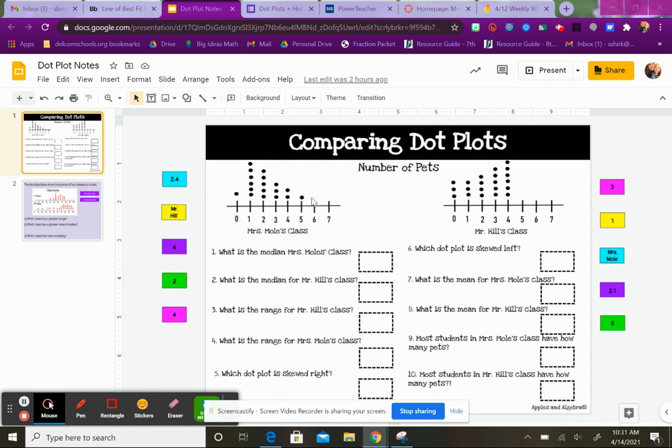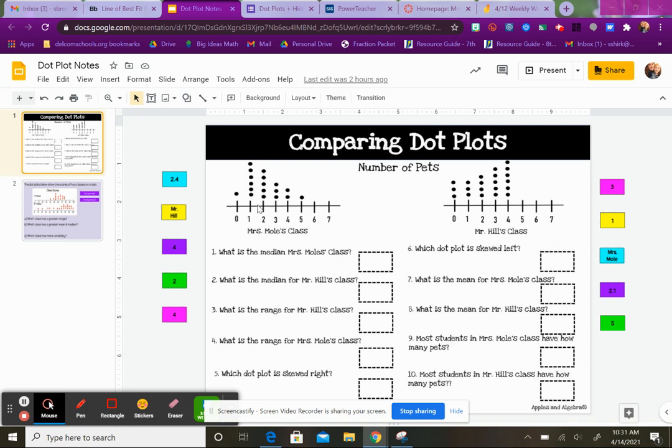So if you look at this question right here, I've got Mrs. Mole's class, and it's the students in the class with the number of pets that they have, and then Mr. Hill's class with the same kind of information. So what you'll do is you are going to find the median of Mrs. Mole's class. There are two different ways that you could do this.